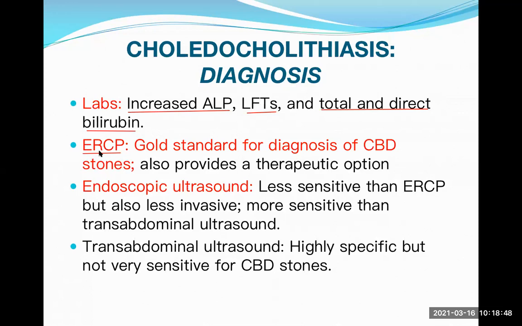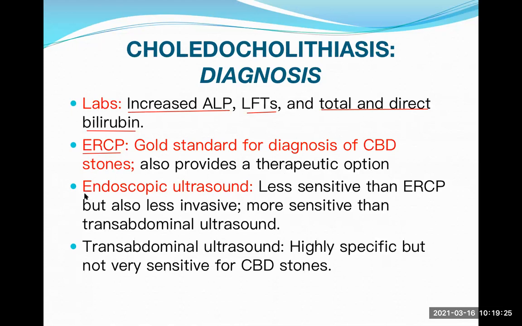We insert the endoscope and it reaches the second part of the duodenum, isn't it? And from there we go upward. That's why it is known as retrograde. This is the gold standard for the diagnosis of CBD stone, and it also provides a therapeutic option. If a stone is a small one, if it is exactly at the ampulla of Vater or distal part of the CBD, you can remove it while doing ERCP. So this is the therapeutic option.